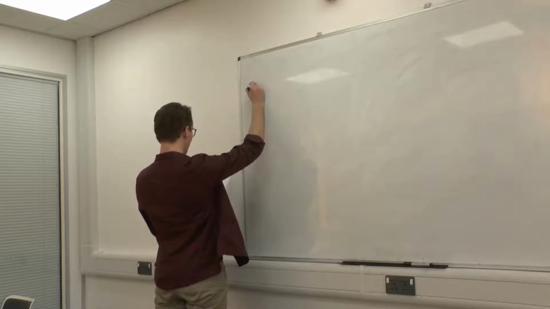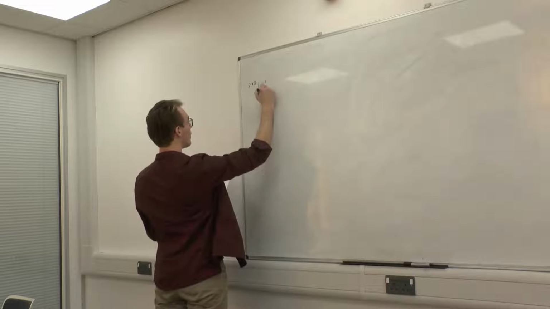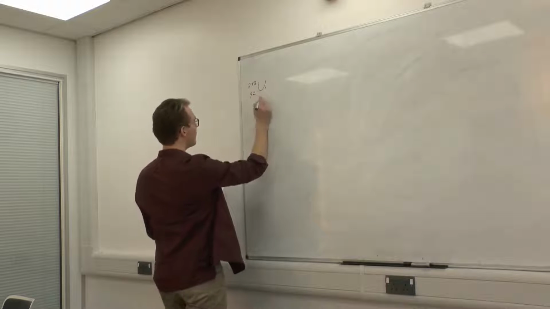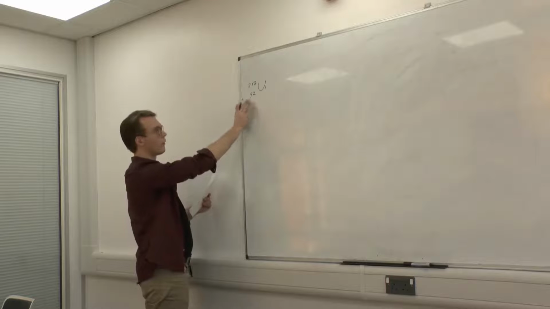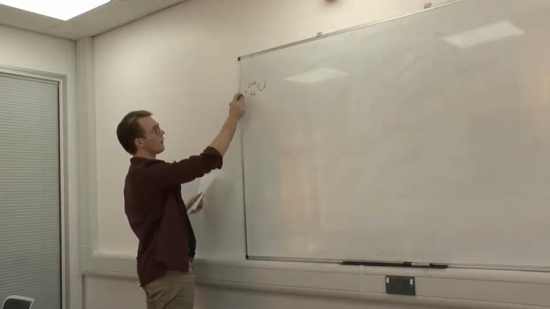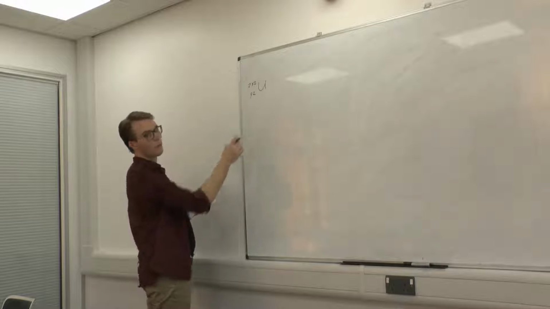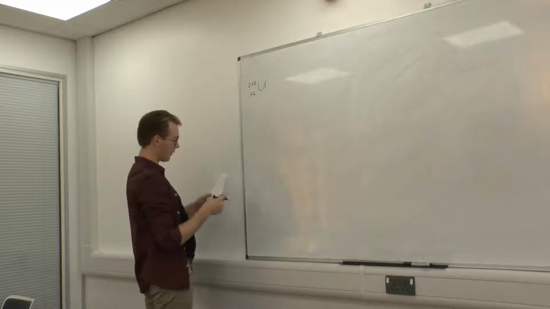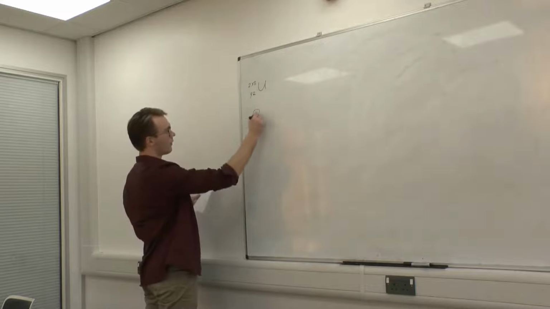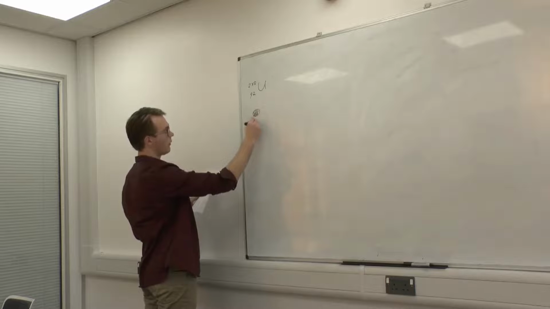So there's uranium-238, which means that this uranium atom has 92 protons, and in total it has 238 protons and neutrons together in its nucleus. So you have protons, drawn as these black dots, and neutrons.